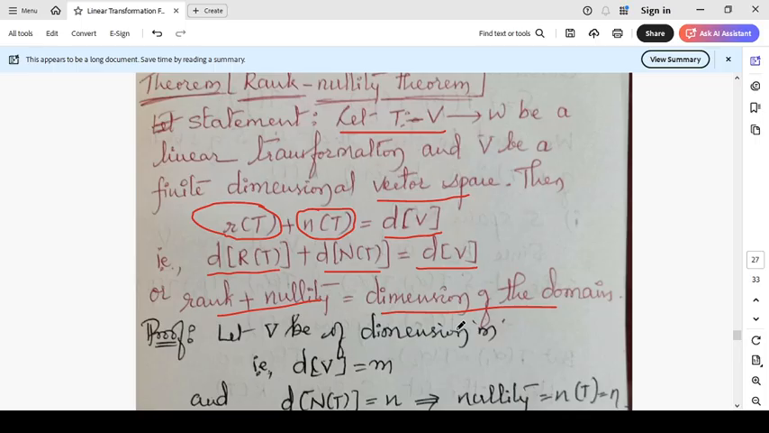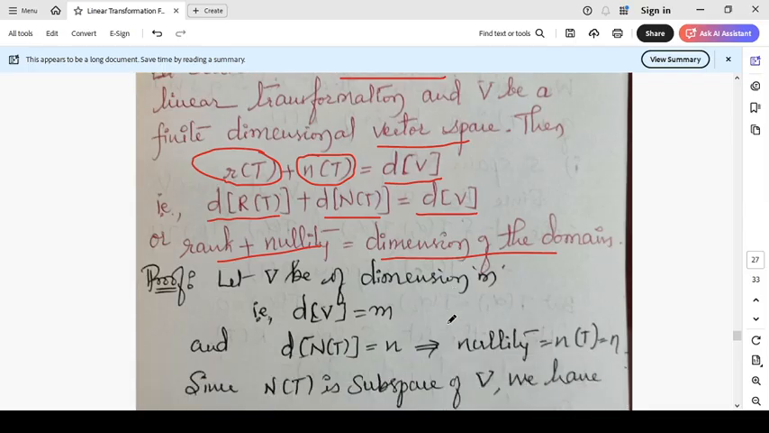So let us see the proof of this theorem. It is a very easy proof, you just concentrate, and we'll get to know how we need to prove it.